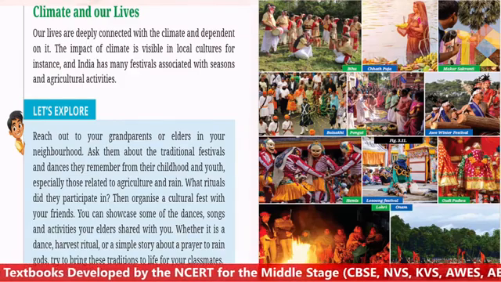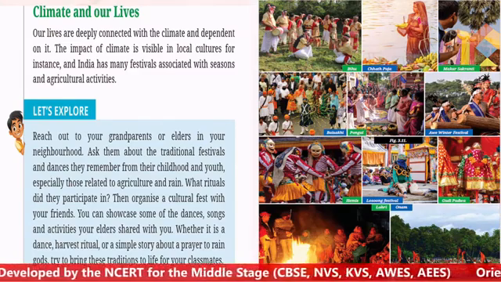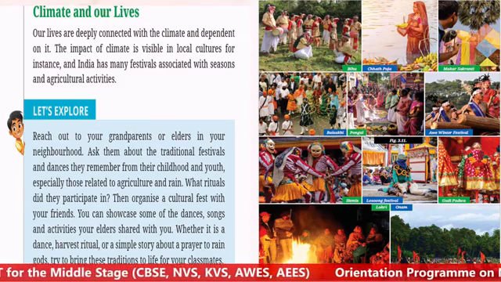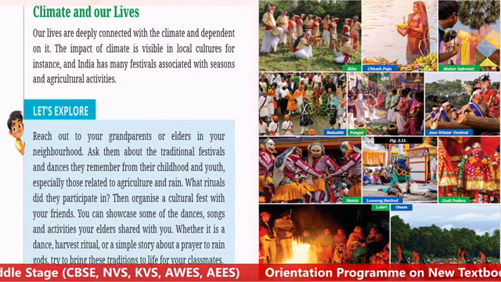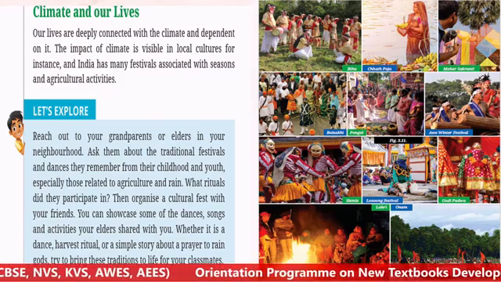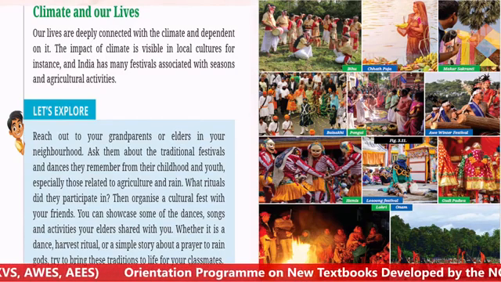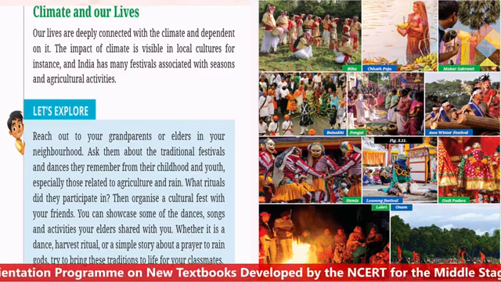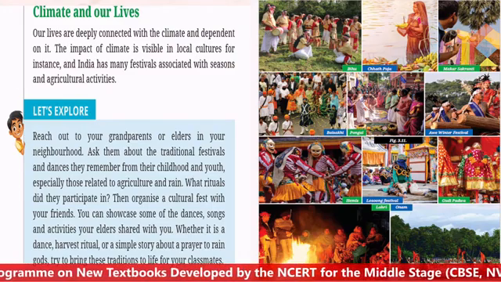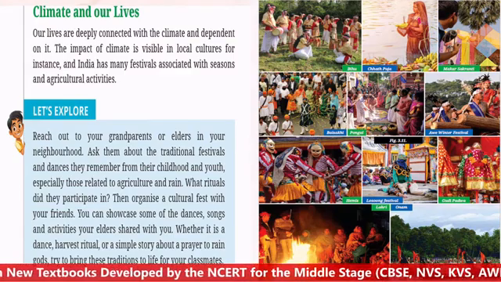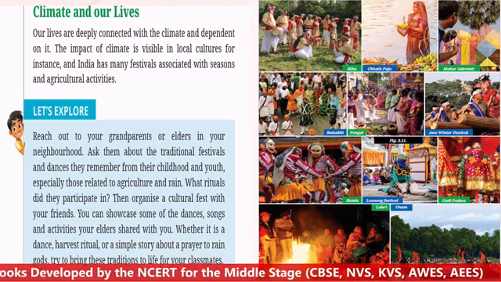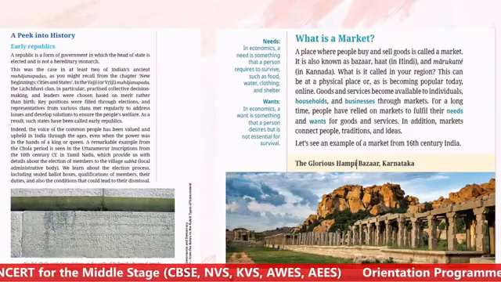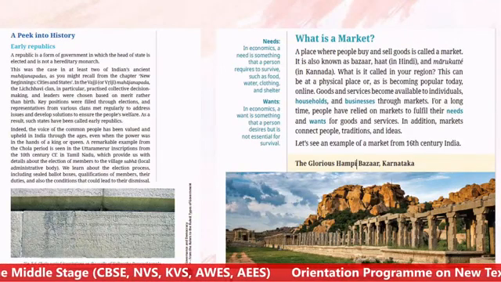In the next, you can see that we are talking about climate and our lives. This is from our geography chapter. We are discussing different kinds of climates and also their effect on human lives. So in that context, we are referring to different festivals that are celebrated in our country, which are related to agriculture or different seasons. So through these pictures and narratives, we are connecting geography with culture and society. A peek into history.